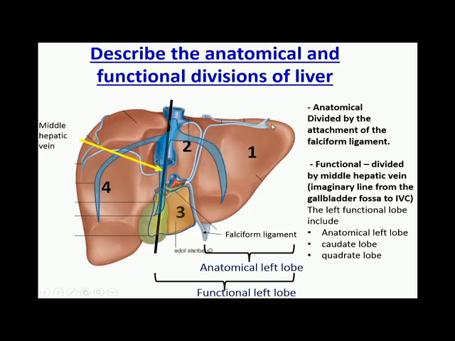So your caudate and quadrate lobes are functionally in your left lobe. And also the middle hepatic vein. There are three hepatic veins draining the liver: the right hepatic vein, the left hepatic vein, and the middle hepatic vein. The middle hepatic vein usually occupies the line of division of the left and right functional lobes. So that is what the surgeons use when we do a lobectomy.